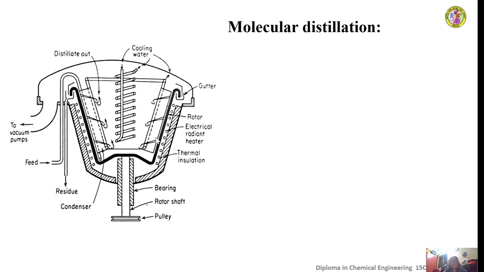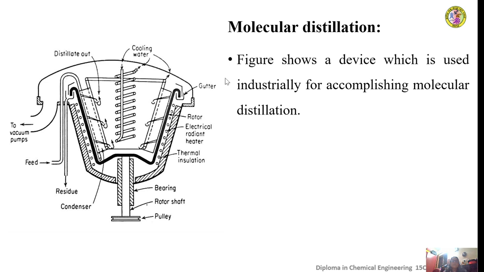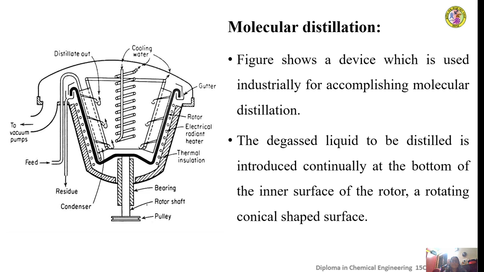Okay, so as I already told you initially, the ordinary distillation equipments are not suitable to carry out the low pressure distillation. So what we are using is a specially designed vessel for a molecular distillation operation. So the figure shows such a device, which is used in industries for accomplishing the molecular distillation. The liquid free from gas will be distilled by introducing it continuously to the bottom of the inner surface of the rotor, a rotating conical shaped surface. So this apparatus mainly consists of a conical shaped rotor. So this is a rotating rotor.